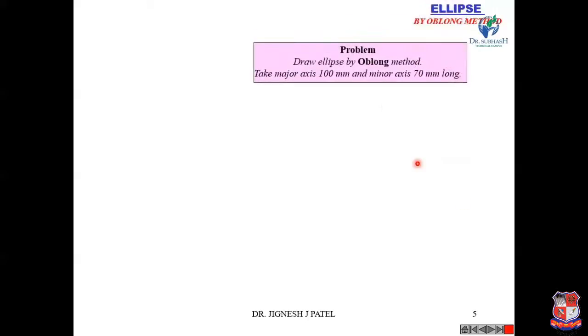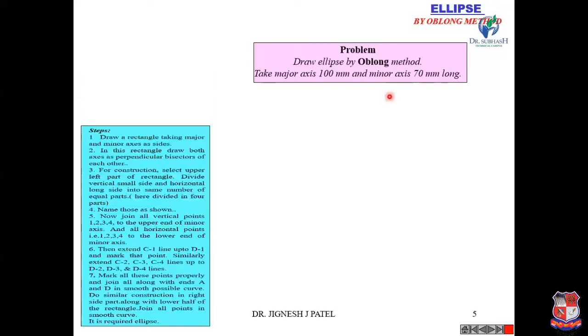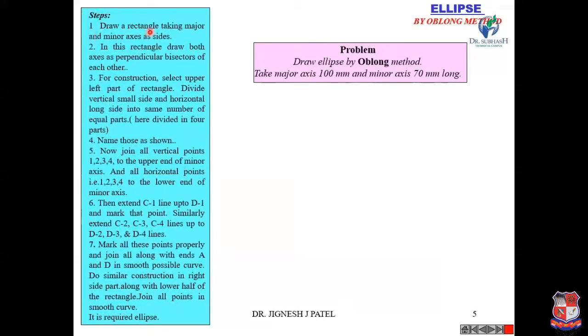Now, the next method is the oblong method. Draw an ellipse by the oblong method. Take a major axis of 100 mm and a minor axis of 70 mm long. Oblong method means you have to construct one rectangle and you have to draw the ellipse in the rectangle. So these are the different steps to draw the ellipse by the oblong method. Here the major axis and minor axis are given.